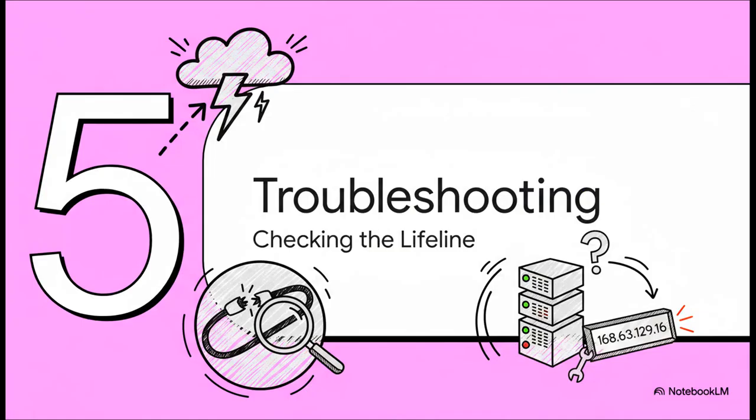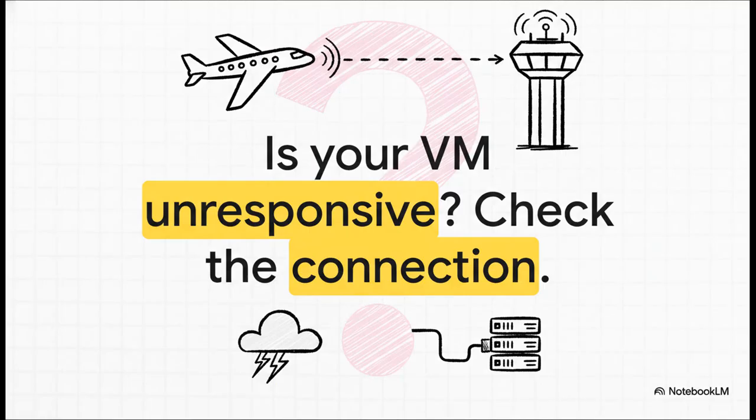Okay, so what happens when things go wrong? Let's say your VM is acting up, it seems unresponsive, and you suspect there's a problem with the platform connection. How do you actually troubleshoot the connection to this vital IP? So your VM has just gone dark. It's not responding. One of the very first things you should do is check its lifeline. Let's see if the airplane is still talking to the control tower.